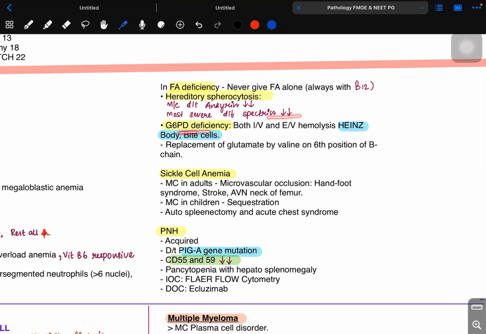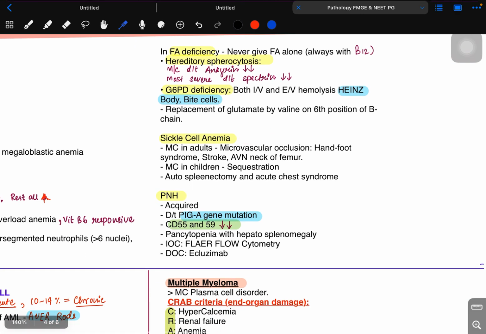G6PD deficiency anemia: both intravascular and extravascular hemolysis, Heinz bodies, bite cells, these are the features. Sickle cell anemia is due to replacement of glutamate by valine at the 6th position of the beta chain. Most common in adults, we will find microvascular occlusion, hand-foot syndrome, stroke, avascular necrosis of the neck of femur. Most common in children, there will be sequestration, and also autosplenectomy and acute chest syndrome is noticed in sickle cell anemia.